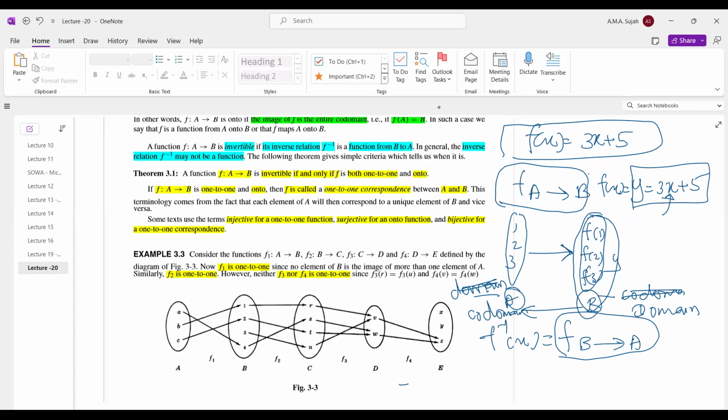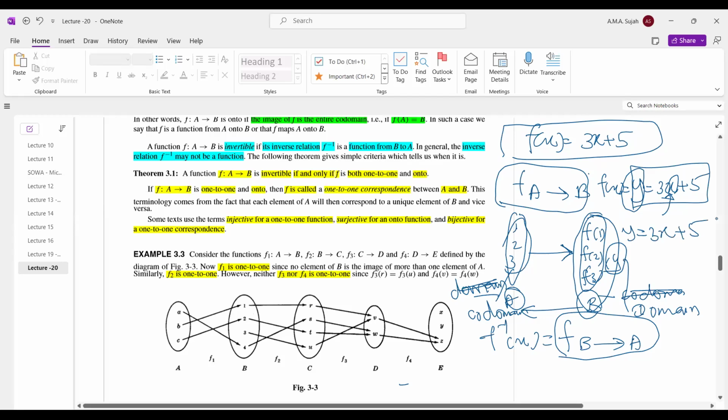So now what will happen? In the previous case, x values are the domain and y values are the codomain. If it is an inverse function, these y values are considered the domain and these x values are considered the codomain. So if I have an equation y is equal to 3x plus 5, previously x is the changeable value. Depending on the value I put for x, I get different y's. Now y is considered the domain and x the codomain.